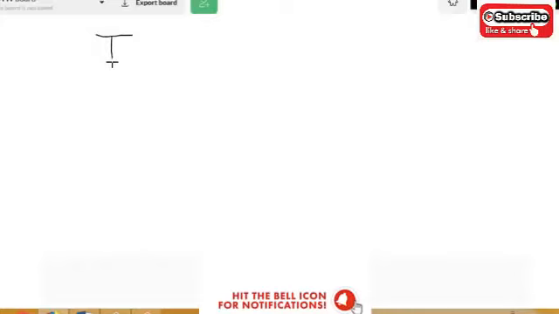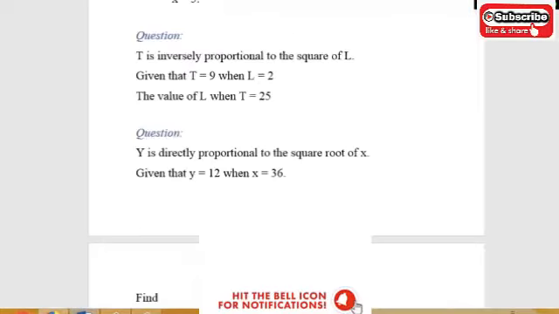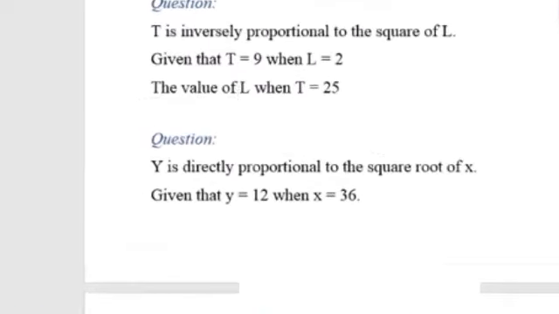Now come to the next question. This is the next question. It is t is inversely proportional to the square of L. Now it is up to you whether you should use the formula method or the without formula method. No, I will discuss without formula. So t is inversely proportional to the square of L. So let me write this. So t is inversely square of L. It is square of L. So write it square of L.